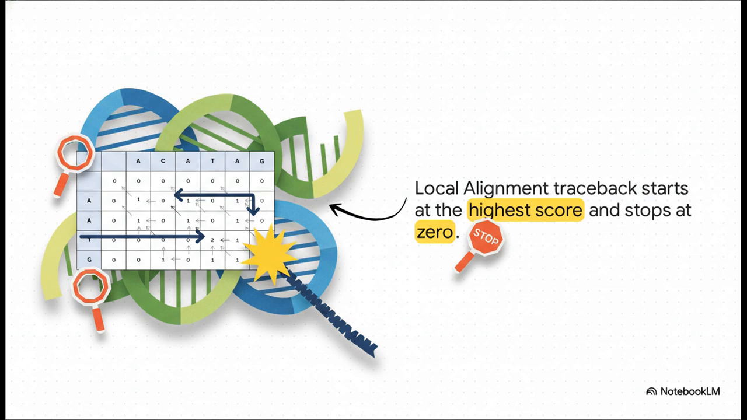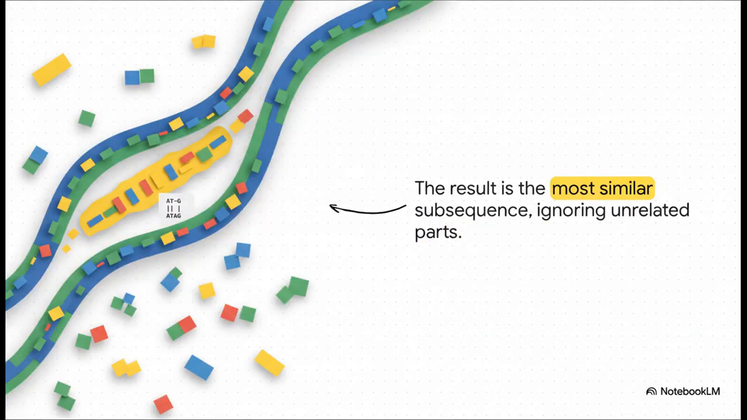Instead of starting at the bottom right corner, it hunts for the one cell with the highest score anywhere in the whole grid, and it starts there. Then, it traces back only until the score drops to 0, and then it just stops. And look at what you get. The result is fundamentally different. It doesn't give you an alignment of the whole sequence. Nope. Instead, it just pulls out that one single best region of similarity, that highest scoring local path. It completely ignores all the surrounding stuff that doesn't match up well.